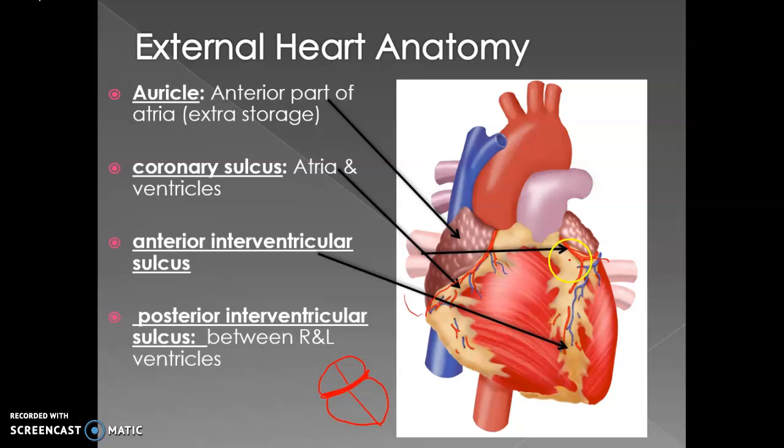So let's look here. Do you see this depression? That is the anterior interventricular sulcus, and it's the depression between the two ventricles. So on my little tiny diagram, the anterior interventricular sulcus will be here. Similarly, we also have a posterior interventricular sulcus, not shown in this picture, but know that the posterior interventricular sulcus lies on the posterior side of the heart.